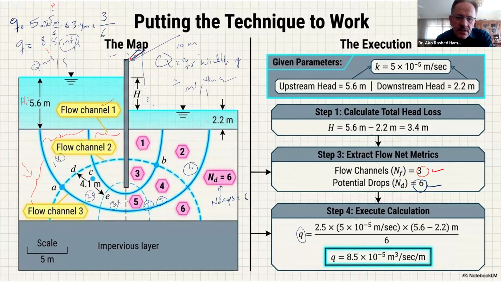Sometimes the assumption here is that all those three are regular channels. So the NF over ND ratio relates to this regularity, and sometimes irregularity can occur. Okay.